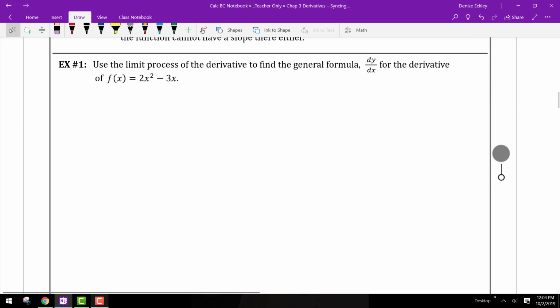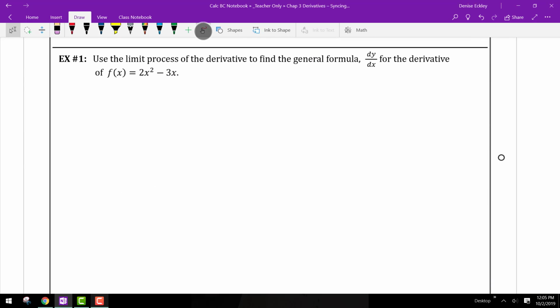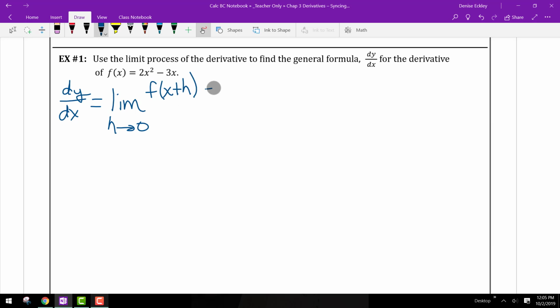It says, use the limit process of the derivative to find the general formula dy dx for the derivative of f of x equals 2x squared minus 3x. So we are finding dy dx, because that's the notation they want us to use in this problem, which means that we are finding the limit of the difference quotient of f of x plus h minus f of x all over h.